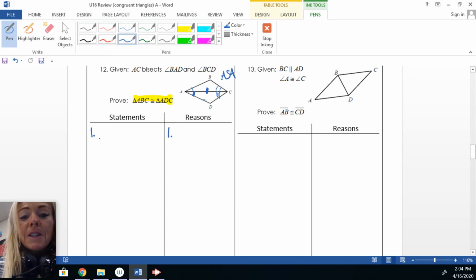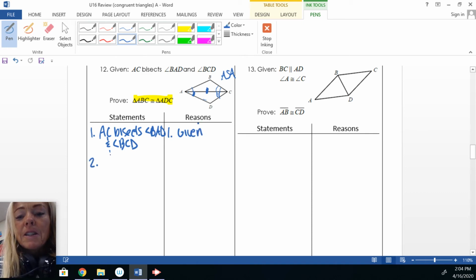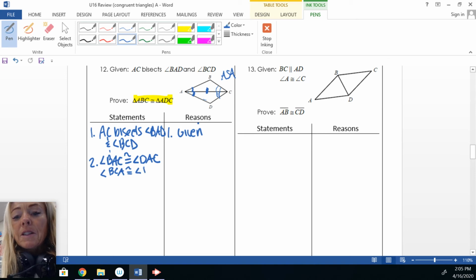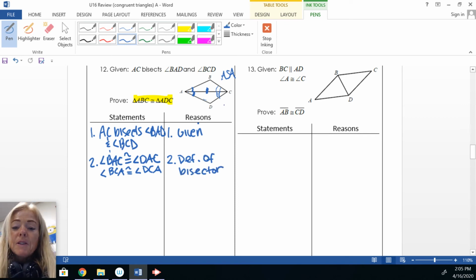Awesome. So first we state that AC bisects angle BAD and angle BCD, and that's given. The next thing we're going to state is angle BAC is congruent to angle DAC, and that's the angle on the left, the angles that are created by AC bisecting BAD. And then by AC bisecting BCD, we have angle BCA is congruent to angle DCA, and that is by definition of bisector. All right, and that gives us the two angles.